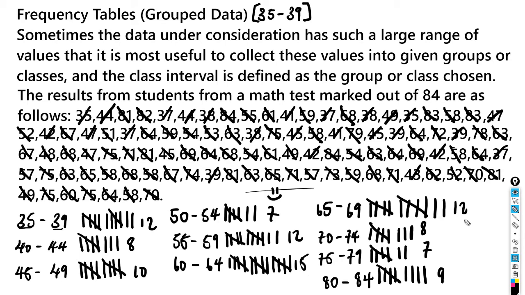64 plus 12 would give us 76. 76 plus 8 would give us 84. 84 plus 7 and 9 would give us 100, right? Right, 84 plus 16 would give us 100. And that's what we're looking for. So the total frequency is equal to 100 because there were 100 numbers. So we know that the tally chart is correct.